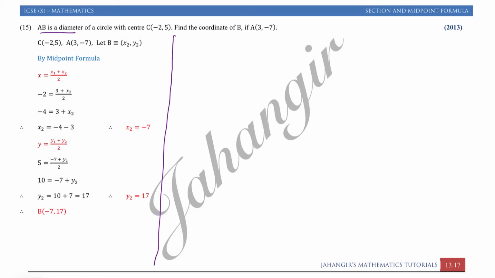Question number 15. AB is a diameter of a circle. Let's say A and B. A is given as 3, minus 7. Center C is given as minus 2, 5. And B, we can say it is x2, y2. You can suppose anything as per your wish. AB is the diameter of a circle with center C. Find the coordinate of B if A is given.